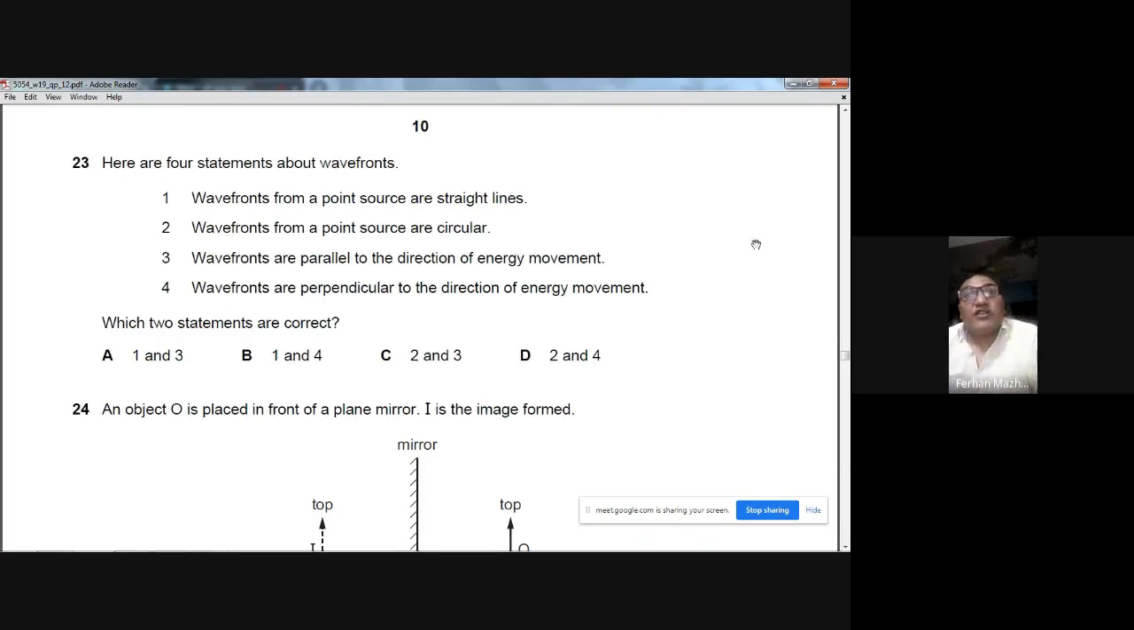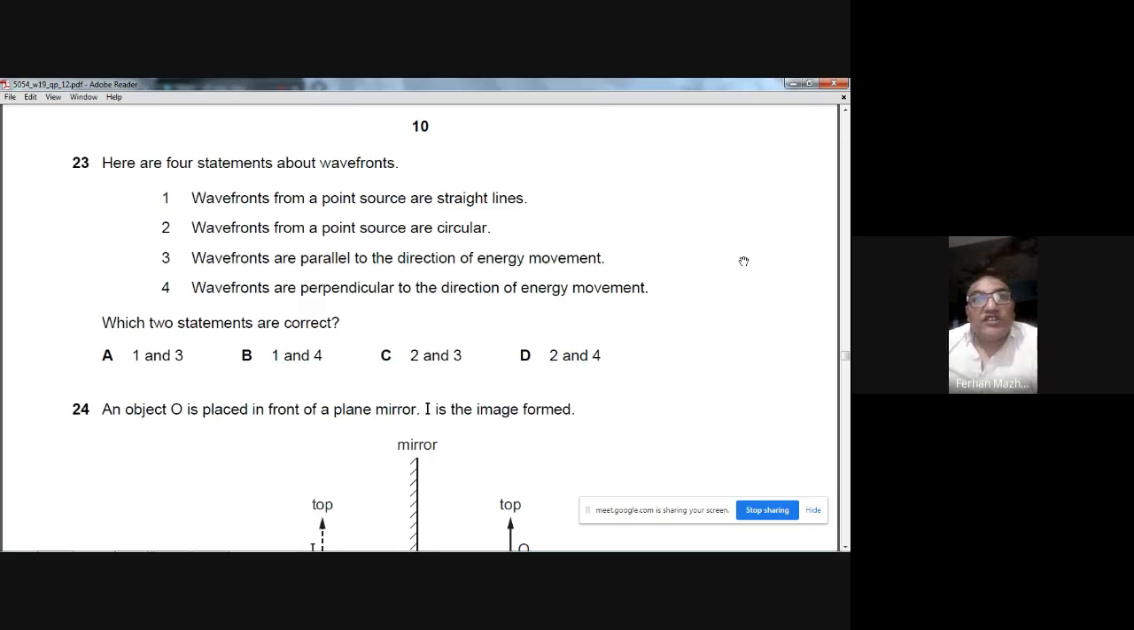Here are four statements about wavefronts. Wavefronts from a point source are straight lines, yes, to some extent. From a point source, for example, if you drop a stone in the water, that will be a point source. The waves which will be produced in the water tank will be circular. So wavefronts from a point source are circular. Wavefronts are parallel to the direction of the energy movement? No, they are perpendicular.